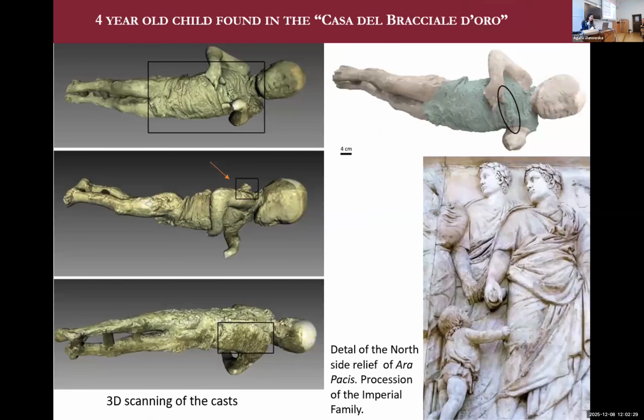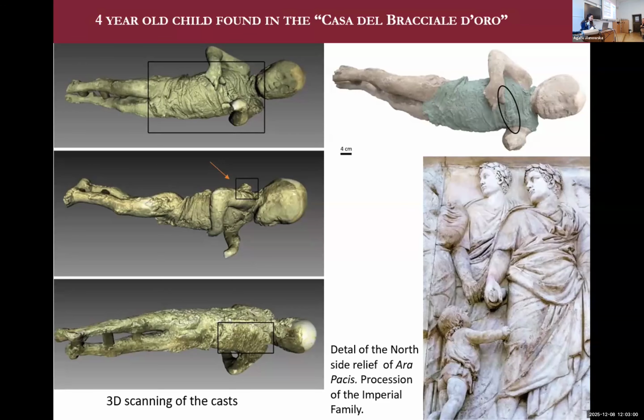So one good example of garments we identified on the Pompeian victims is the one on the body of the 4-year-old child found in the Casa del Bracciale d'Oro. This is one of the cases in which we decided to perform 3D laser scanning of the body. The 3D scan allows the virtual investigation of the cast. It was possible to move it within a virtual environment, appreciating some of the garment's most important details that were not visible to the naked eye during inspection.